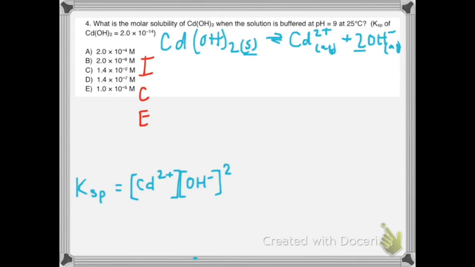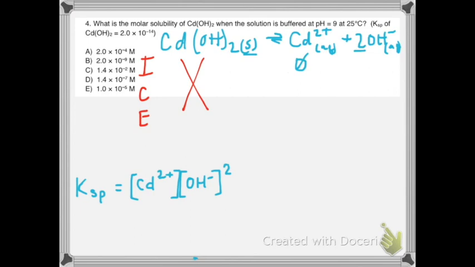Okay. So, we're going to ignore the cadmium hydroxide in our ice table. Why, you ask? Because it's a solid. So initially, we don't have any cadmium ions in solution. But we do have some hydroxide ions. Okay, so we're in water. So we have to consider the pH of our solution.